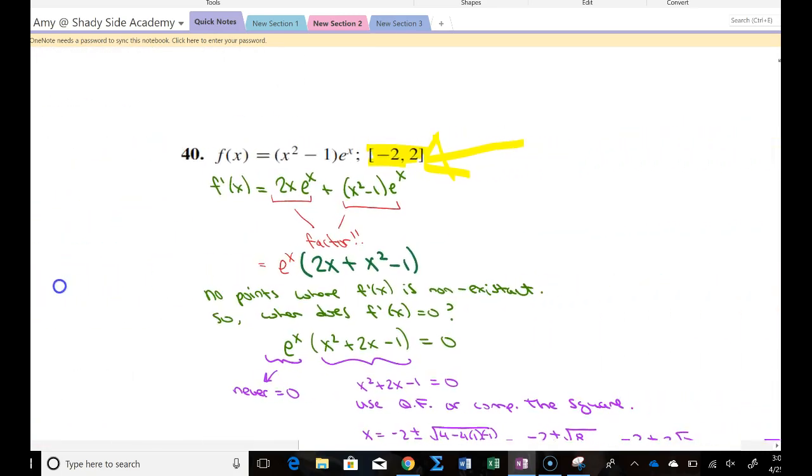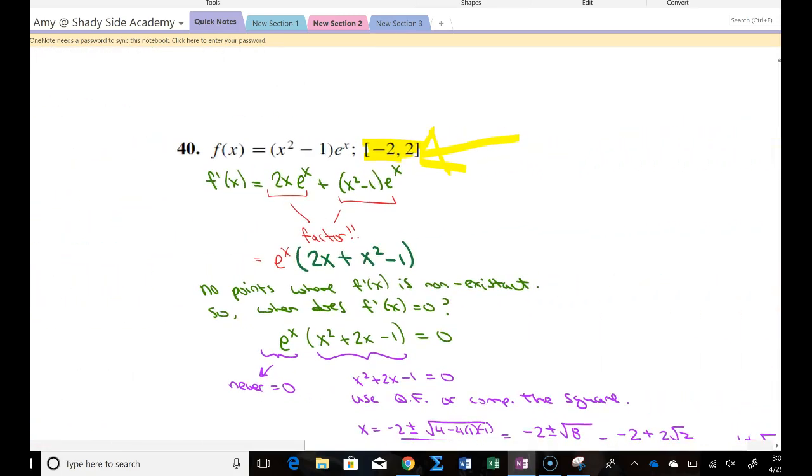Here's number 40. And as we're all human, whenever there's a closed interval, I always kind of forget about it. Like in my work, I'll just kind of chug along and forget, so I tend to just make a big arrow. But here's f of x, here's me finding f prime, and that little trick I showed you is going to be so handy. There's a common factor in these two terms. Factored e to the x out, this is what's left inside.